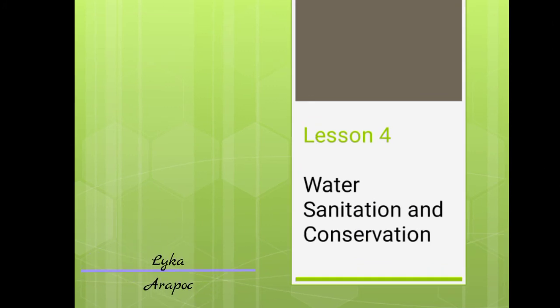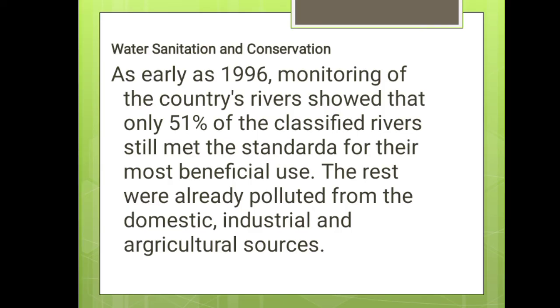I'll be discussing lesson 4, which is about water sanitation and conservation. As early as 1996, monitoring of the country's rivers showed that only 51% of the classified rivers still met the standards for their beneficial use. The rest were already polluted from domestic, industrial, and agricultural sources.